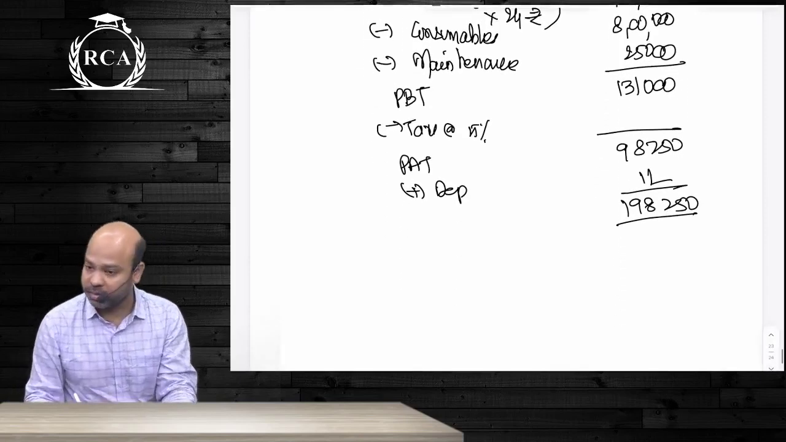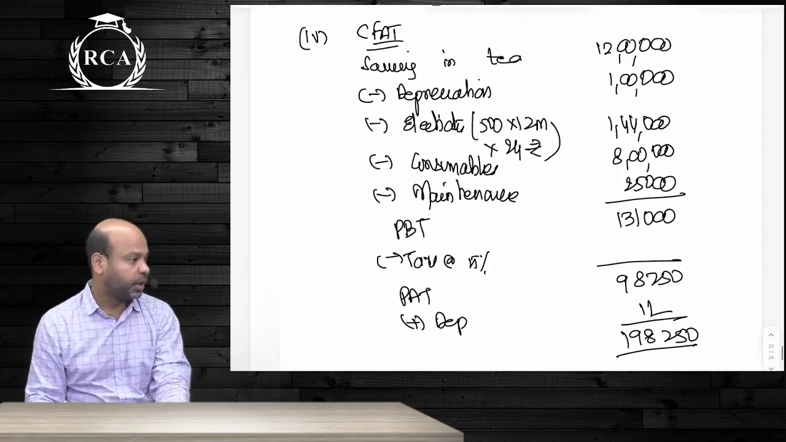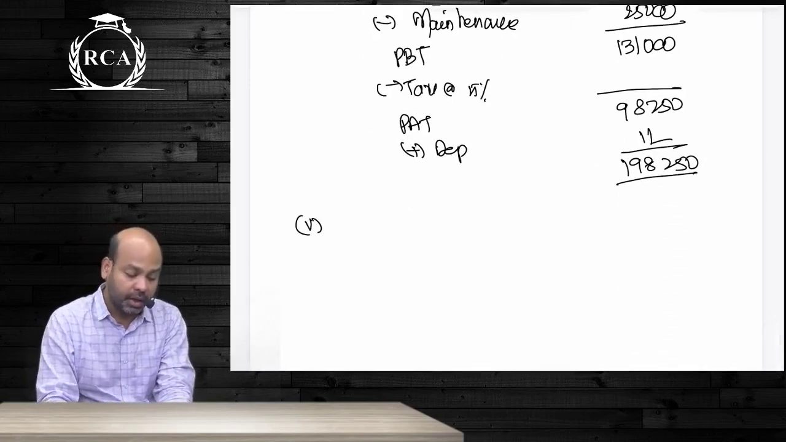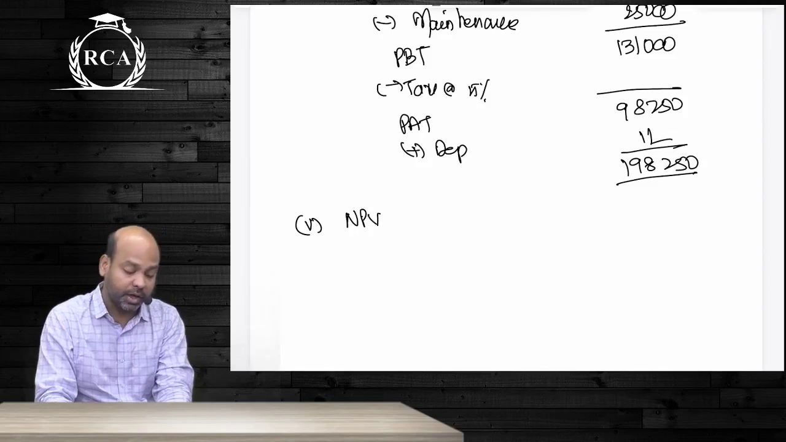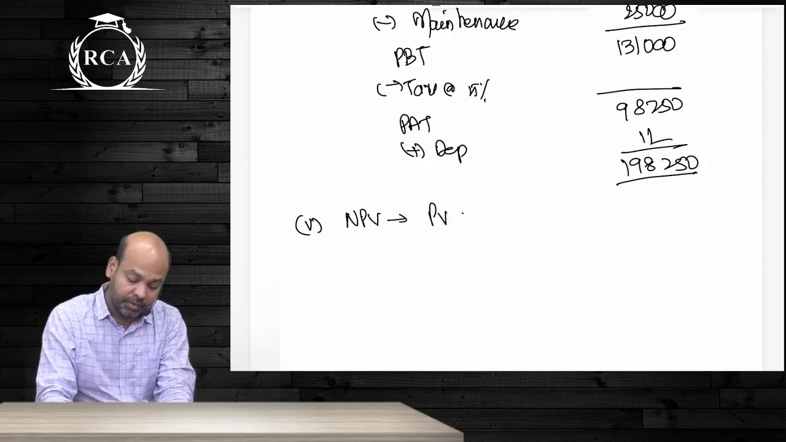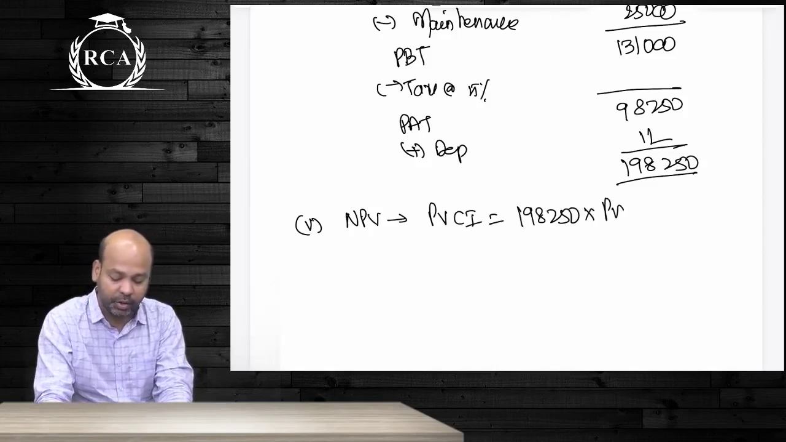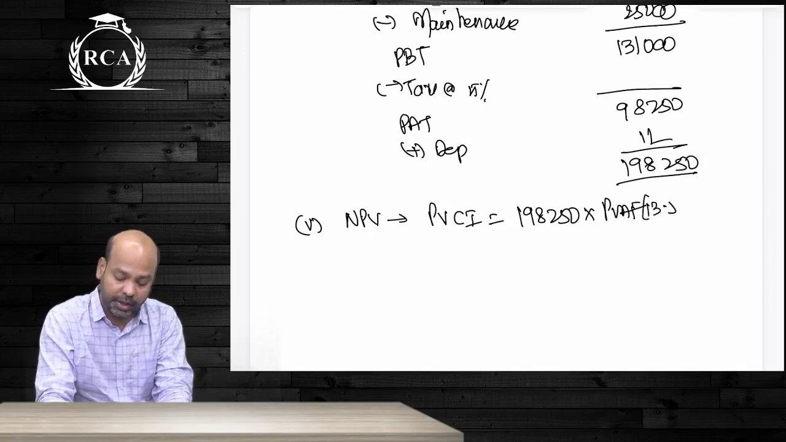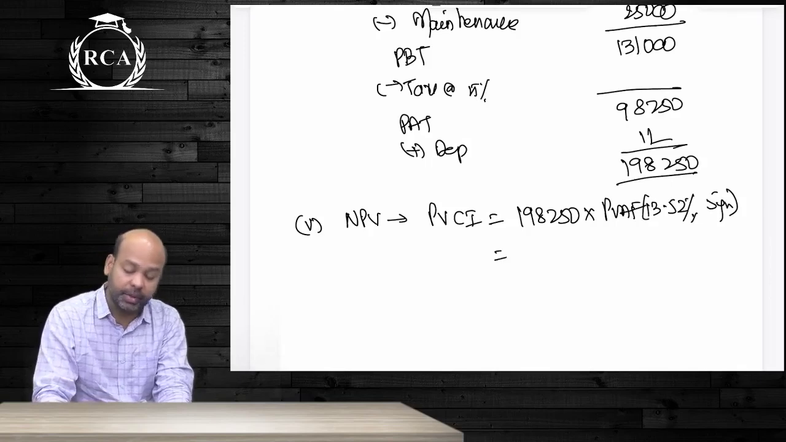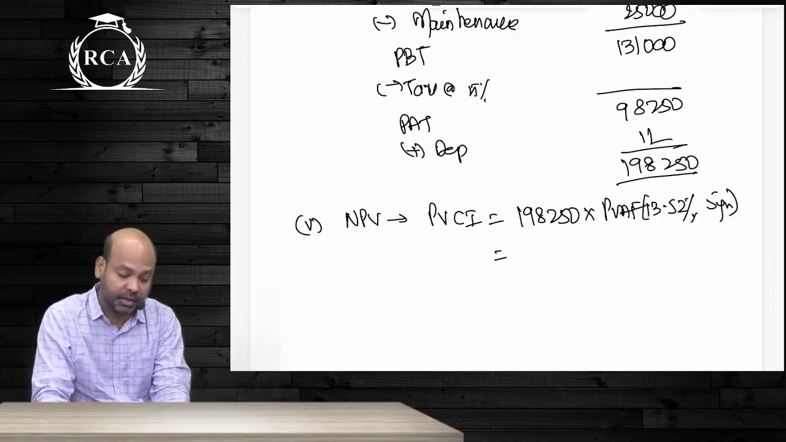Did you all get the same answer? All you have to do is add back depreciation and you will get CFAT. Final bit is NPV of the investment. To arrive at NPV of the investment, first you will have to arrive at present value of cash flows. PVCI will be equal to 1,98,250 multiplied by present value annuity factor at 13.52% for how many years? 5 years. This will be the present value of cash inflows.